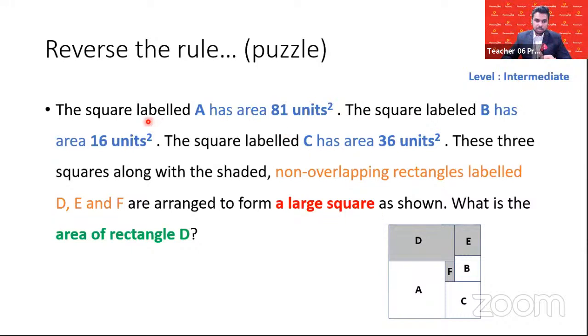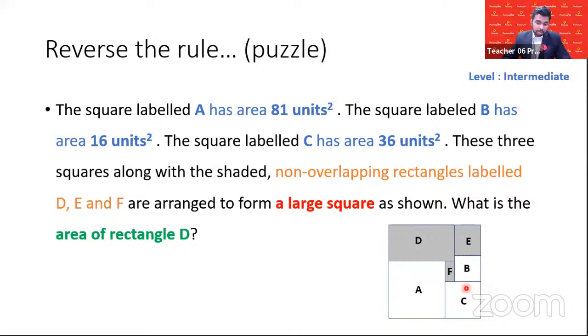Here you are given a square A. A is a square with an area of 81. Now square B is over here. It has an area of 16. Square C is there. It has an area of 36. Now there is a very large square which contains all these squares A, B, C.